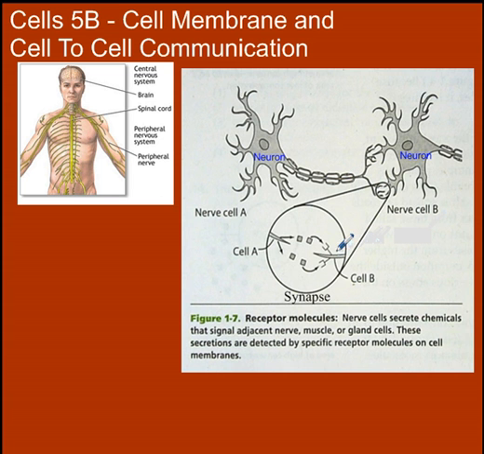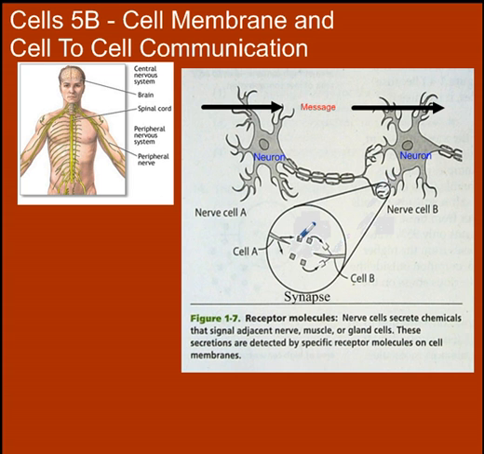So this is where we need a chemical message to jump across. So let's say the message is moving from left to right. The electrical message reaches the end of this neuron, and then it has to jump across the synapse. That's where these little chemicals come into play.